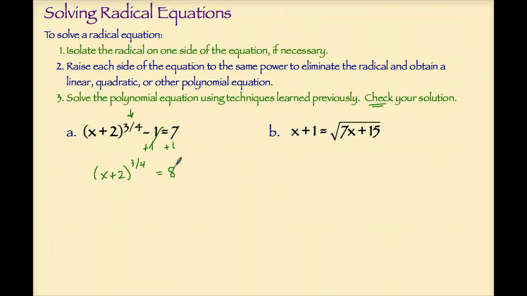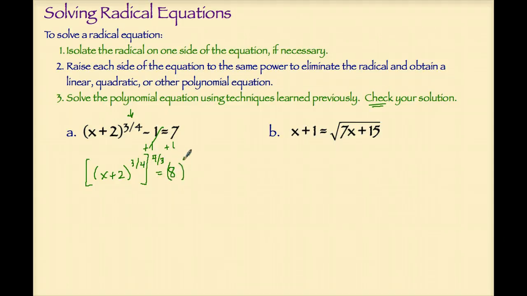We're going to isolate the radical expression on one side, giving us (x + 2) to the 3/4 power is equal to 8. Now, instead of raising it to the same power as the index of the radical, for this situation, we're going to eliminate the index and the exponent all at once by raising it to the reciprocal power of that fraction. Why the reciprocal? 3/4 times 4/3 is 1.